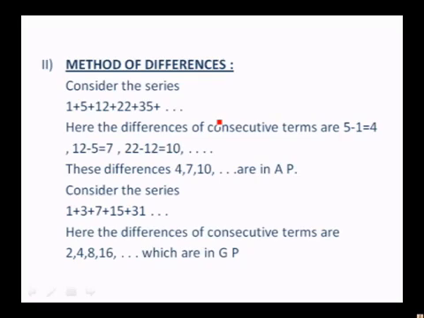Method of differences. So consider the series 1 plus 5 plus 12 plus 22 plus 35 etc. Here the differences of consecutive terms are 5 minus 1 is equal to 4, 12 minus 5 is equal to 7, 22 minus 12 is equal to 10 etc.